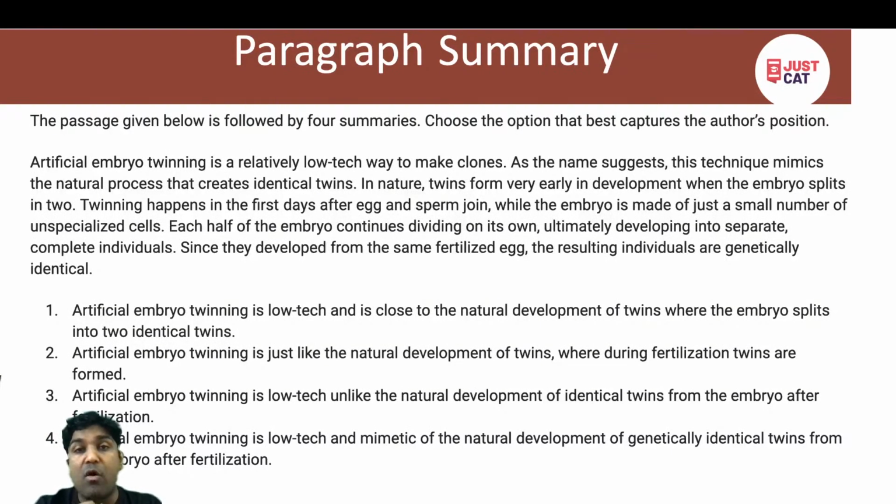In nature, twins form very early in development when the embryo splits into two. So they say that in the natural process, twins form very early. They can be seen very early in the development, when the embryo splits into two parts. So very early in the development, when the egg is fertilized, at that point the embryo splits into two. The twinning happens in the first days after the egg and sperm join.